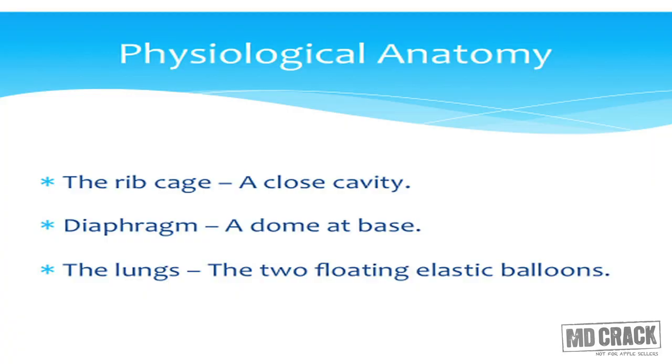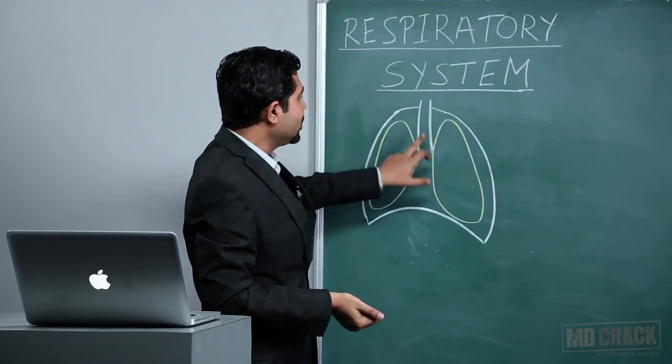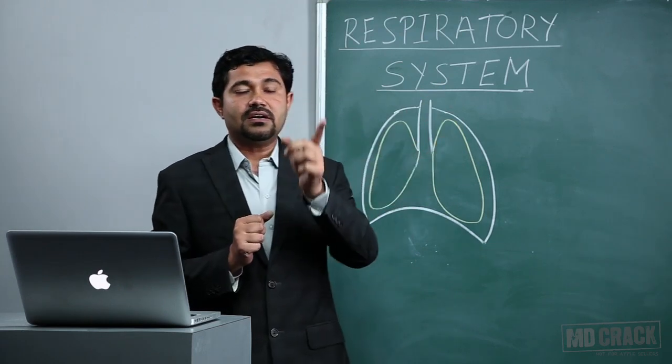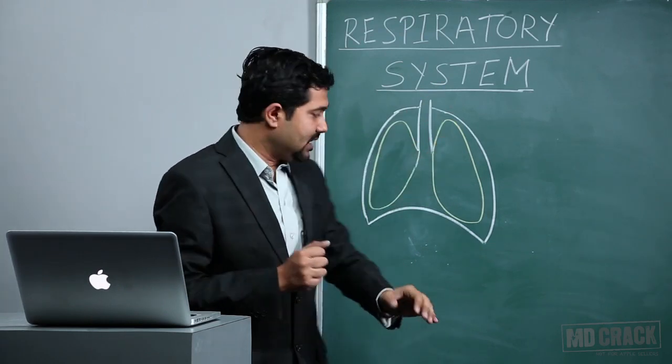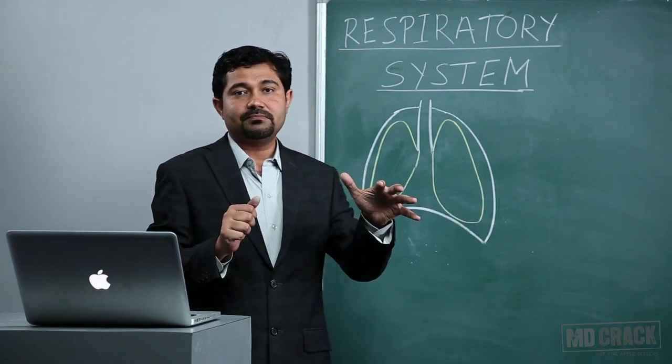Now we will see the physiological anatomy of the respiratory system. What you see is that we have the rib cage, and inside this rib cage we have two elastic balloons. This rib cage is a closed cavity, as you can see here. The only opening is mainly to the trachea, right? The bottom of it is closed by the dome of the diaphragm.